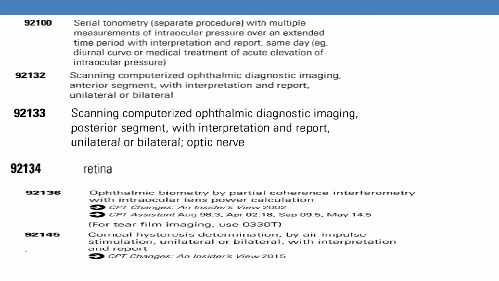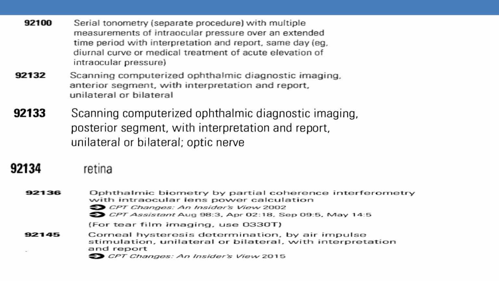The next CPT is 92100. It is given for serial tonometry with multiple measurements of intraocular pressure over an extended time period with interpretation and report, same day. The next is 92132. It is given for scanning computerized ophthalmic diagnostic imaging, anterior segment, with interpretation and report, unilateral or bilateral.